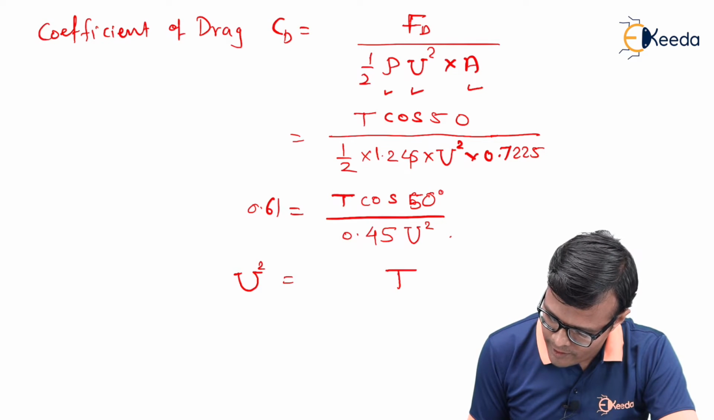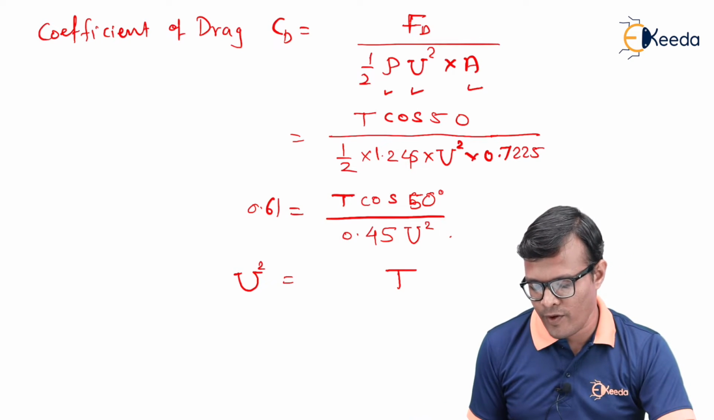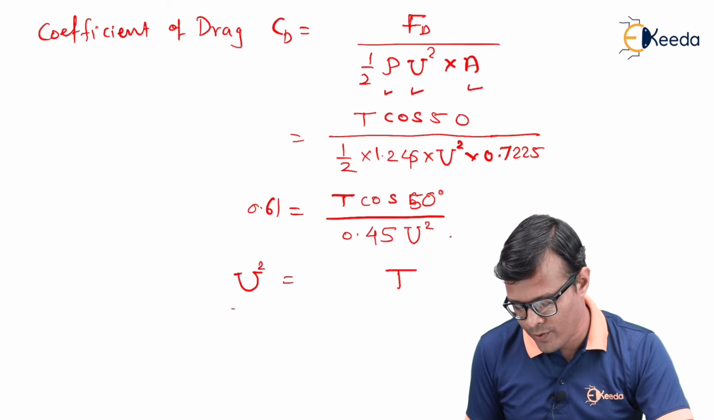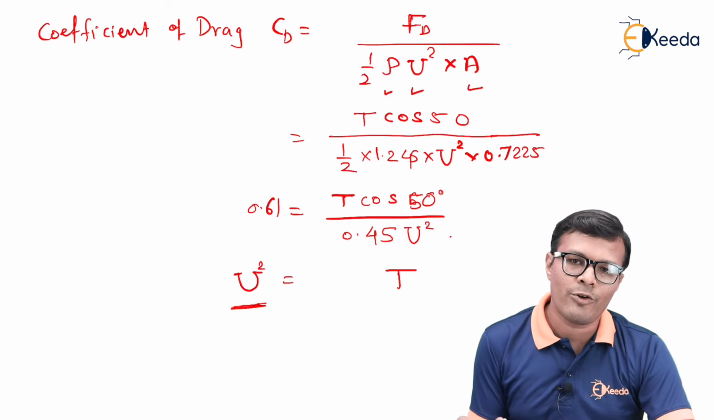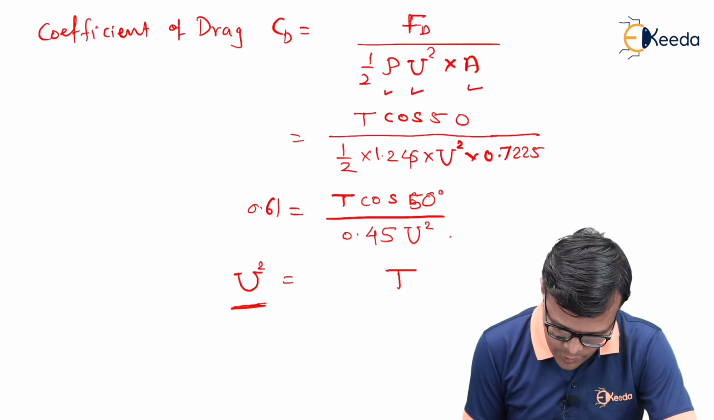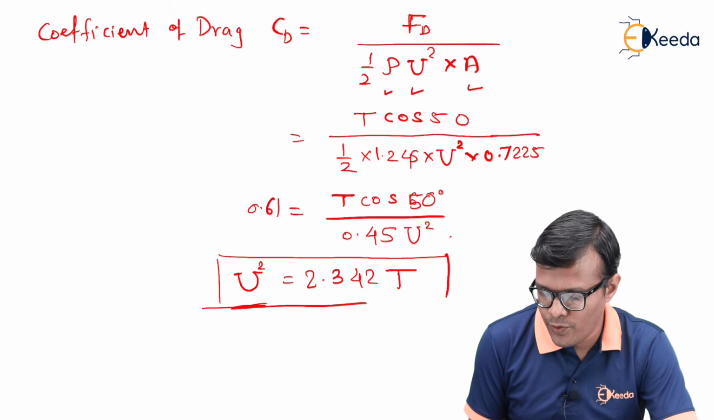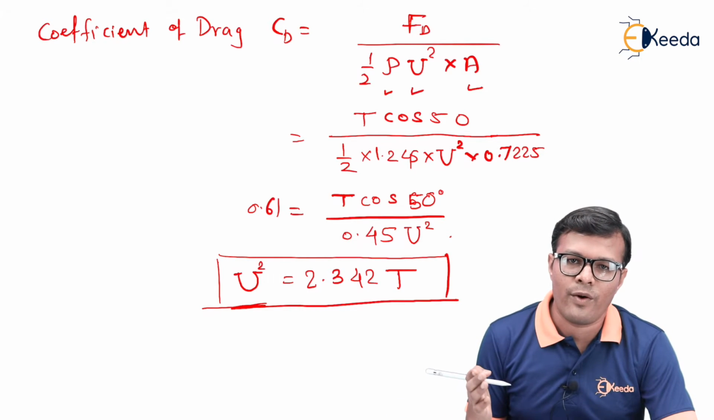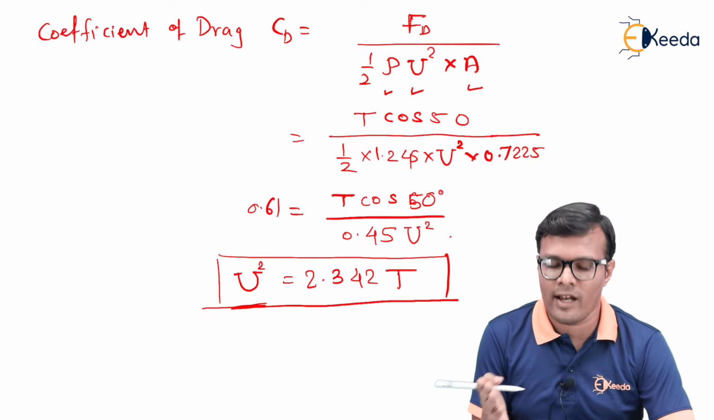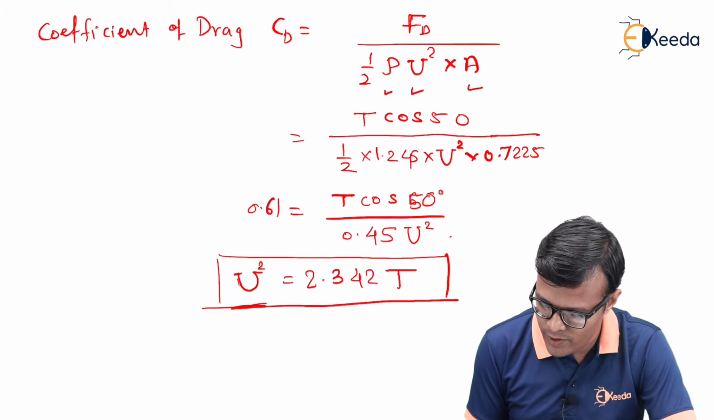So by calculation we can calculate value of u square in terms of T. We will consider this stage because we will be able to calculate value of u square in terms of T, and that value can be replaced in another equation, in another equilibrium condition. So u square is equal to 2.342 times T. There are two unknowns, u and T, out of which we have utilized one equation, so we can calculate one unknown in terms of the second. So u square equals 2.342 T.